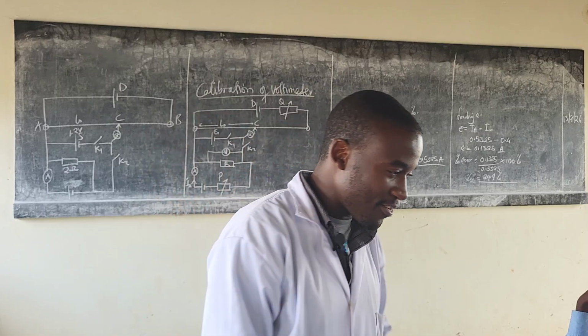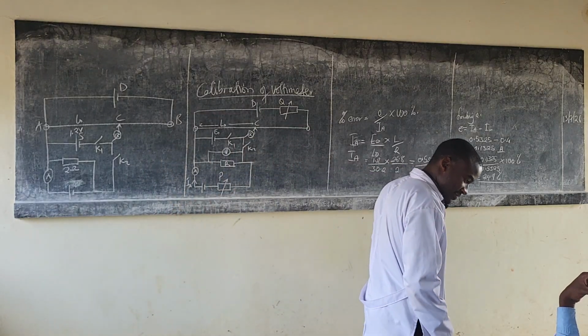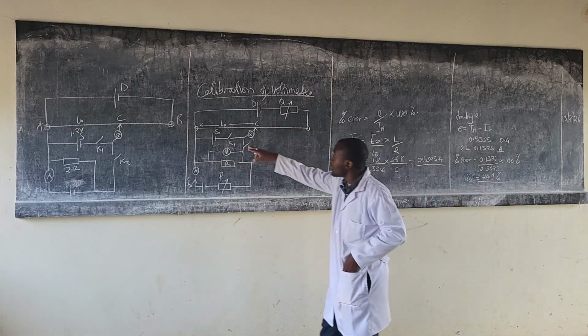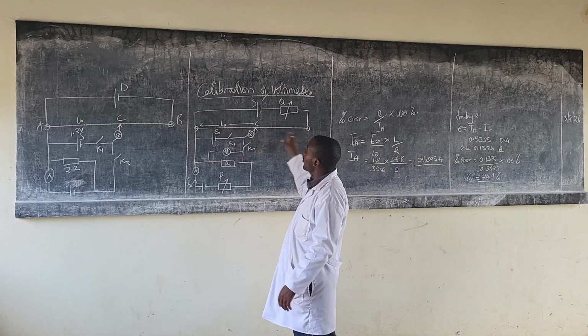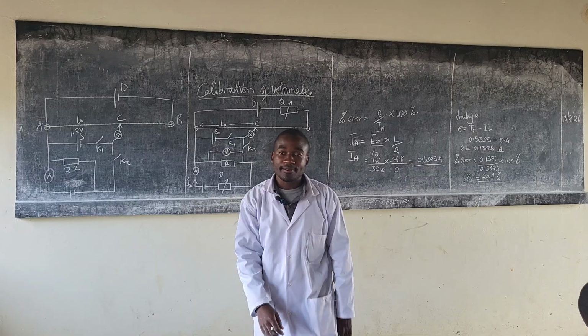Okay, it's calculated from V equals IR. Are you sure it's calculated from V equals IR? You write the formula for determining the PD per meter K. Having closed the switch K1, then you tap the jockey along the slide wire. How do you get the PD per meter of that slide wire?